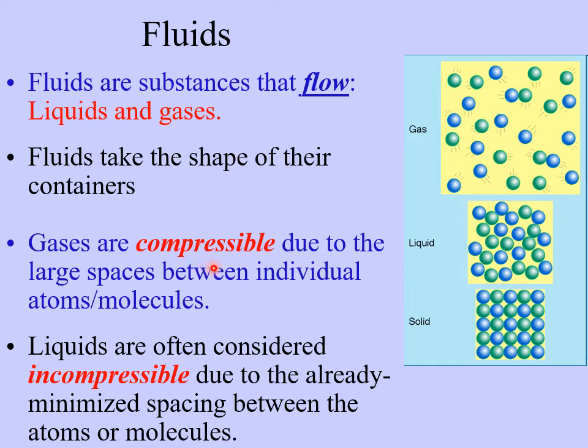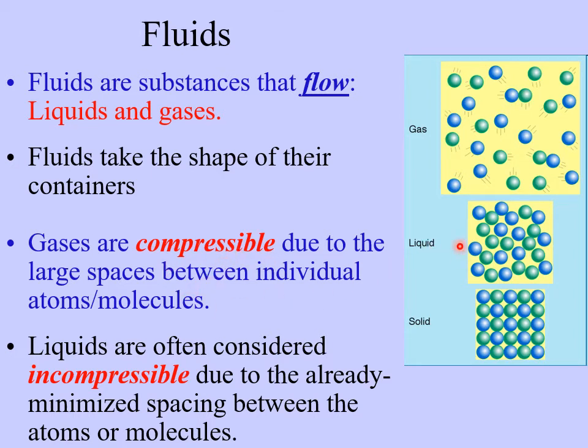Gases are compressible due to the large spaces between the individual atoms or molecules. So if we think of this gas here, and we learned about the ideal gas law in the previous chapter, we can shrink this container here and basically force the gas molecules to become closer to each other, and then we increase the pressure of the gas. But the key thing there is the gas, we're able to compress it. So that's what we mean by compressibility.